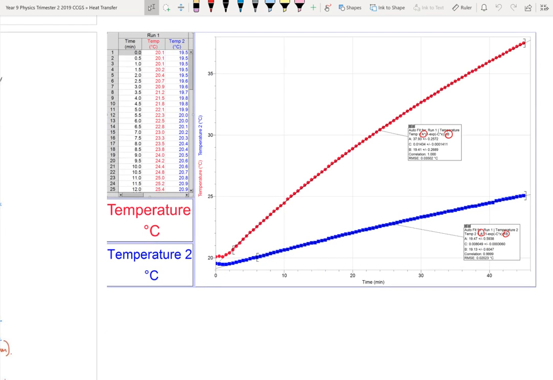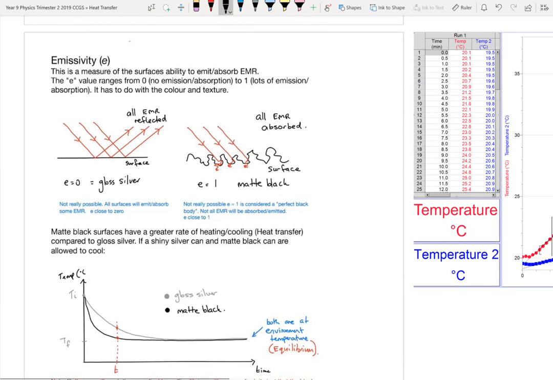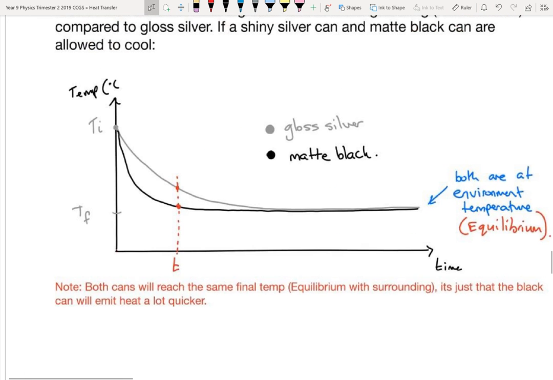I'll just quickly write. This one here was my matte black, and this one was the gloss silver. Okay? Well, I can prove it to you, you don't have to believe me, I'll show you with an experiment. If we put some boiling water in those same cans and we just let them cool, couple of statements. What could you say if we left them for a long period of time? What could you say about both of the cans?